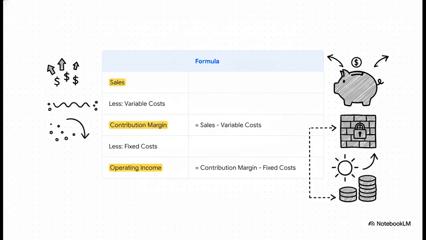Here, we organize costs by their behavior. We take sales and subtract all variable costs to arrive at the contribution margin. This figure represents the amount of revenue that is available to, first, cover all fixed costs. Whatever remains after that is the company's operating income.